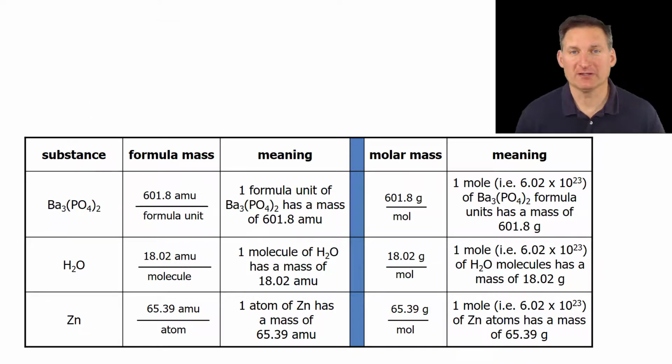And if you're wondering, is it just a coincidence that the number for formula mass, like 65.39 in the case of zinc, and the number for molar mass, which is also 65.39, is the same but with different units? The answer is no, it's not just a coincidence. It was made to be that way. Ask in class if you want to know more about that.